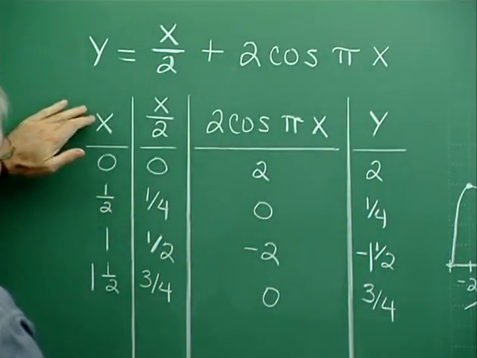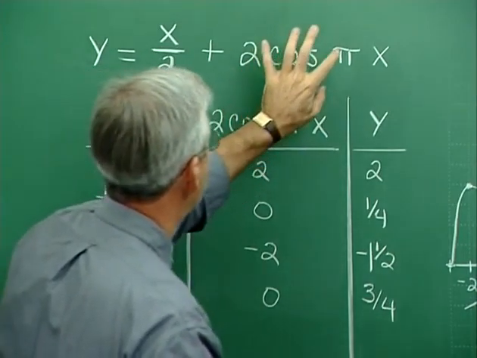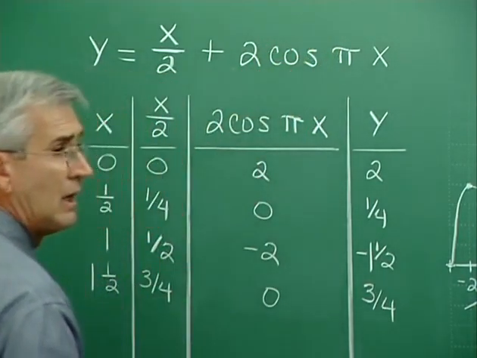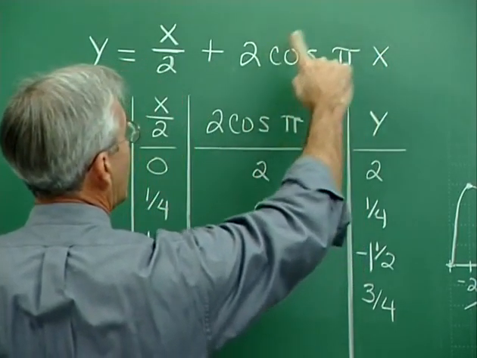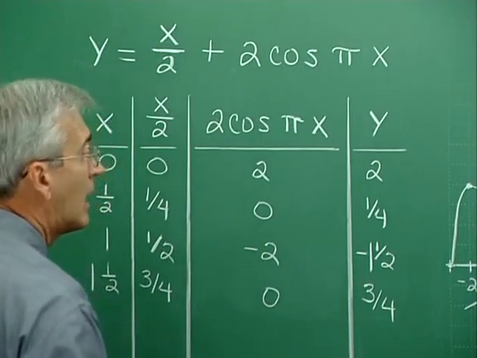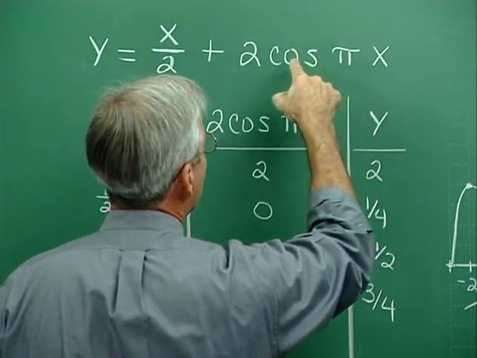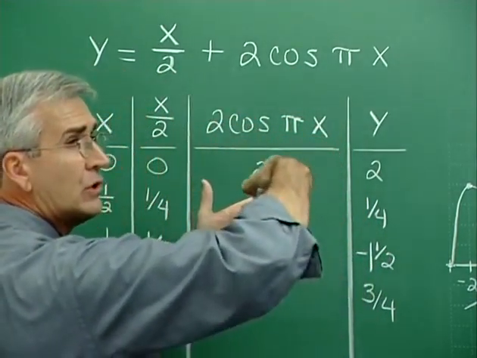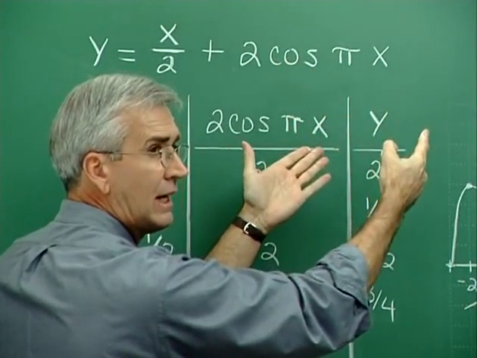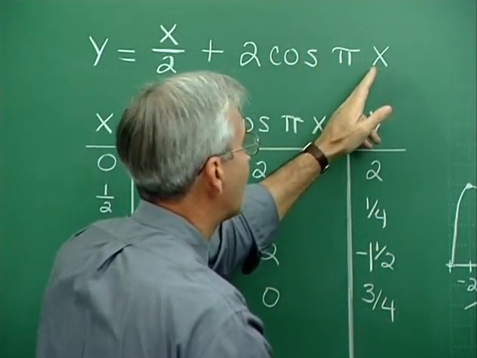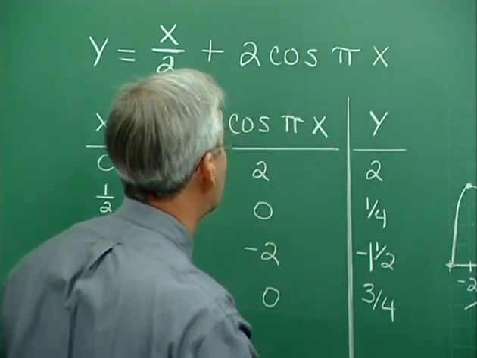So I'm going to make a column for x values, and then a column for x over 2 values, and a column for 2 cosine pi x values. Now I'm choosing the values of x because of the situation that's occurring here in this cosine expression. I have pi in place already, and I can take the cosine of items like pi over 2 and 3 pi over 2 and 2 pi and things like that. So I'll let x take on values that will give me values like that I can take the cosine of.